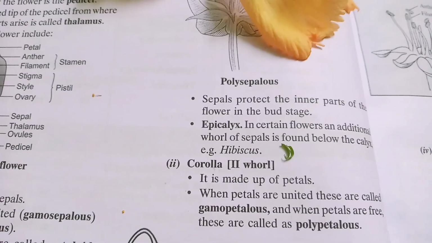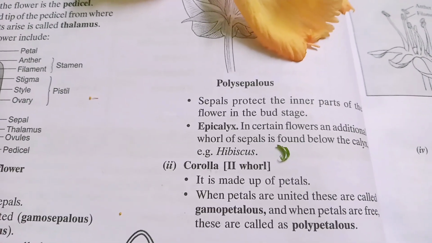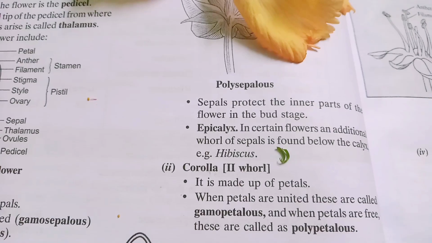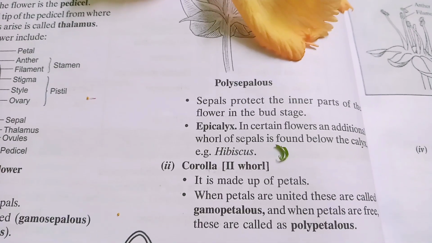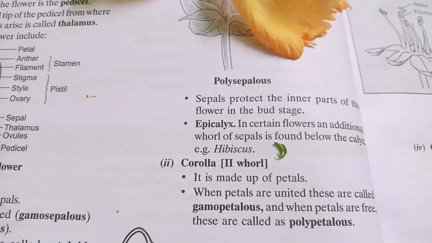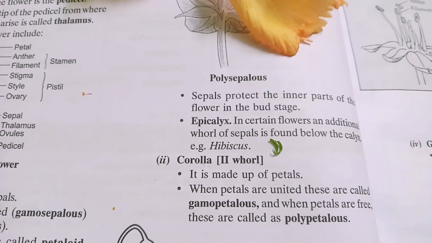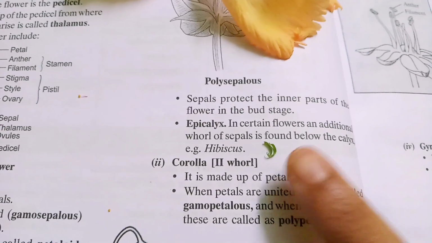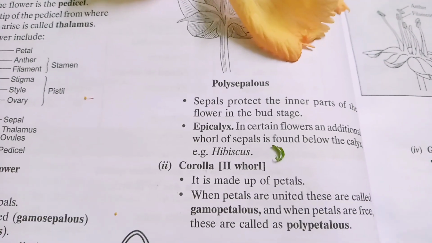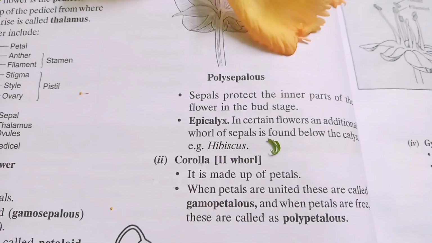Now in hibiscus, which is the specimen for today, apicalyx is found. Now apicalyx, what is this? Very small leaf-like structures are present below the calyx. You can see here 2 I have collected. Like this, 5 bracteoles are present forming the apicalyx.